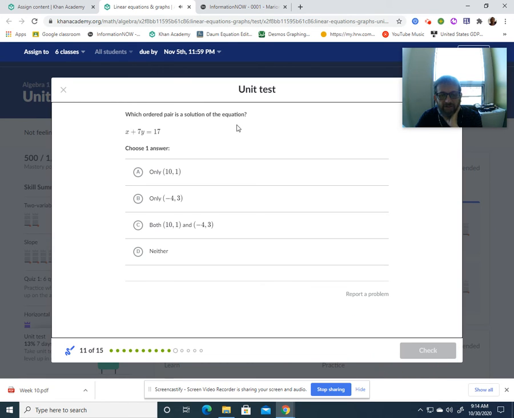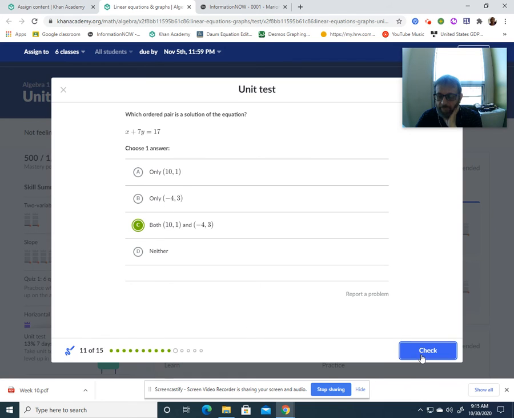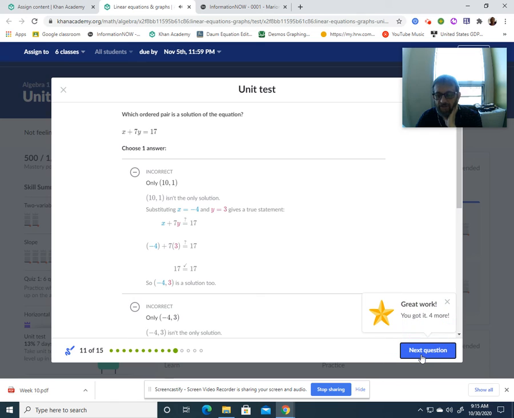Which ordered pair is a solution? So they're just going to check them. You plug in 10, 1. 10 plus 7 times 1 is 7, and 10 plus 7 is 17. That one works, so that definitely is a solution. -4, 3. So -4, 7 times 3 is 21. -4 plus 21 is 17. That also works. So it's both of them. And sometimes it's neither. I saw it where it was neither sometimes.